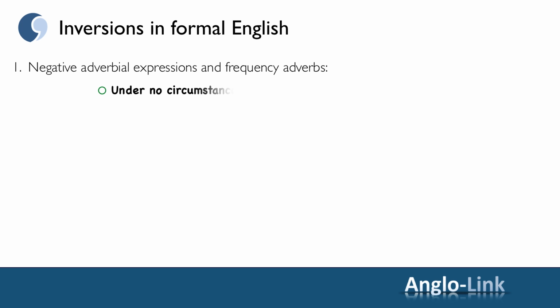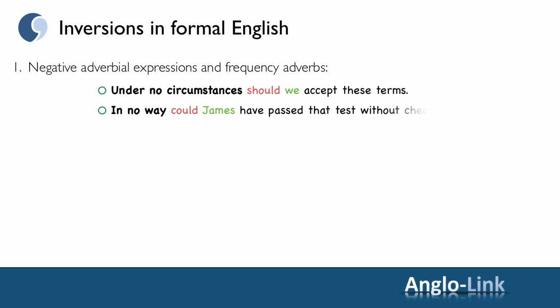For example, under no circumstances is a negative expression. If you put that at the beginning of the sentence, you need to switch the subject and the verb around. Under no circumstances should we accept these terms. Another negative expression, in no way. In no way could James have passed that test without cheating. Or, at no time have we suspected foul play.